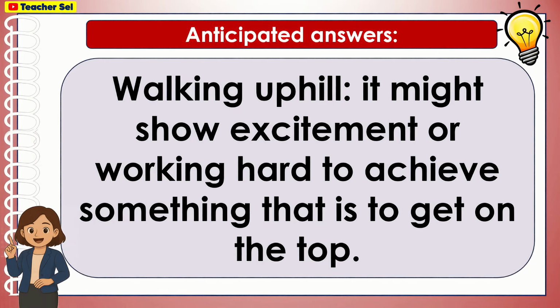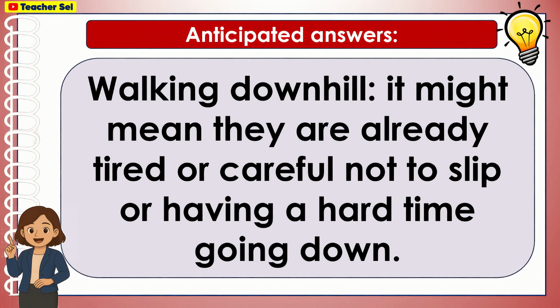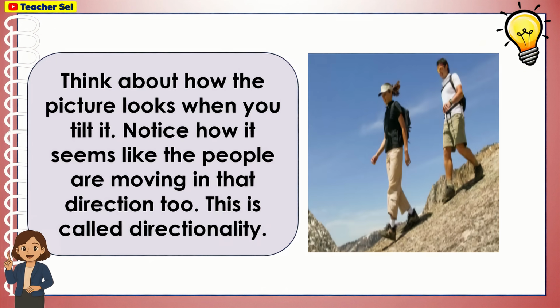Walking uphill, it might show excitement or working hard to achieve something, that is to get on the top. Walking downhill, it might mean they are already tired or careful not to slip or having a hard time going down. Think about how the picture looks when you tilt it. Notice how it seems like the people are moving in that direction too. This is called directionality.